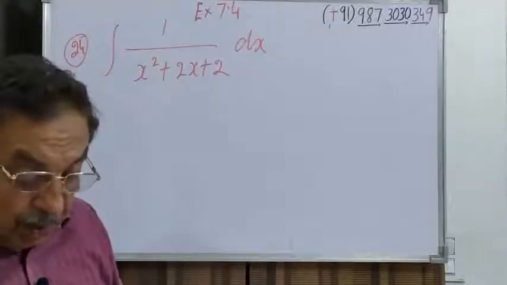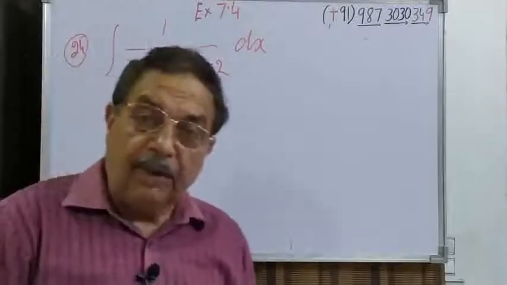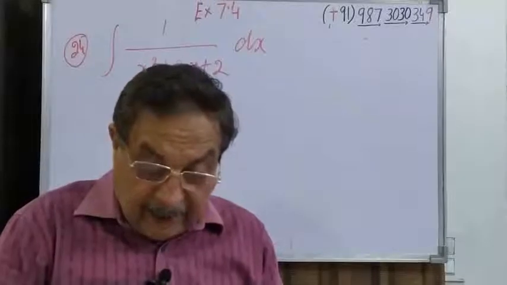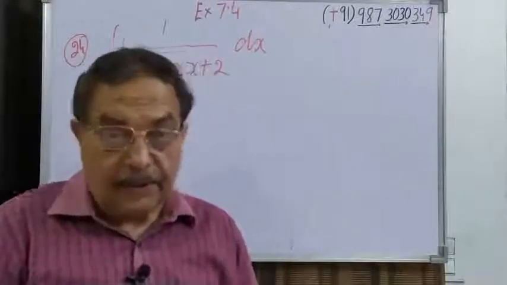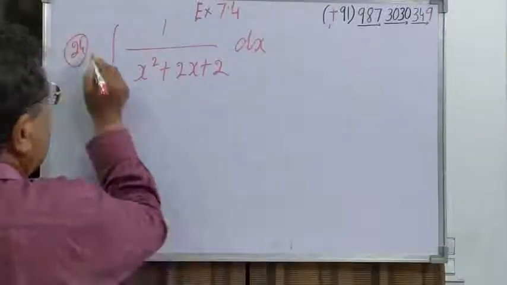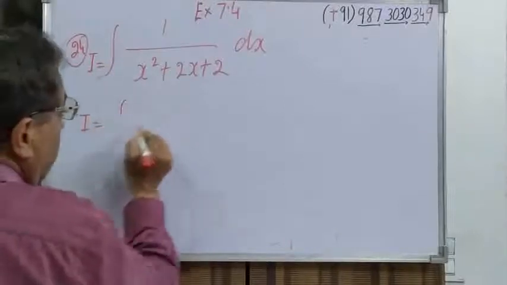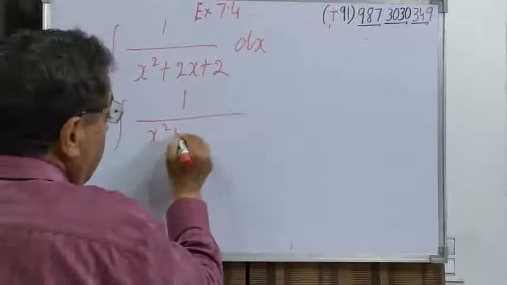It is similar to question number 10. The 24th question is similar to question number 10, only with a difference. In question number 10 we had a square root in the denominator, but here it is without a square root. So now again let us make it a perfect square. For making it a perfect square, what should I do?